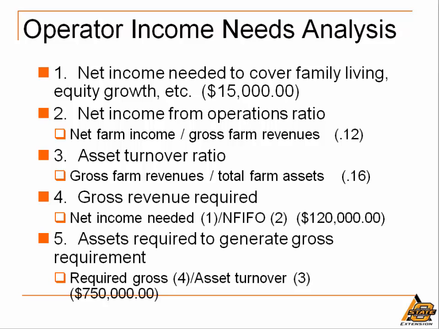We simply divide the net income needed number, the 15,000 answer to question number 1 in this example, by that net farm income from operations ratio. The example I'm going to use here is a common average measure for that number, say 0.12 or 12%, and that division reveals the answer to question number 2. In this case, we need for the farm to generate an average of around $120,000 per year in gross income in order to meet our goal of $15,000 net income.